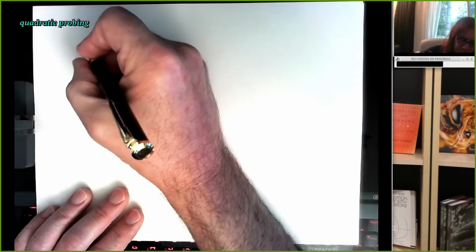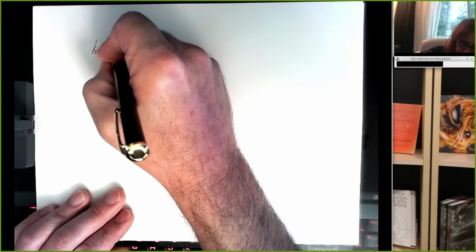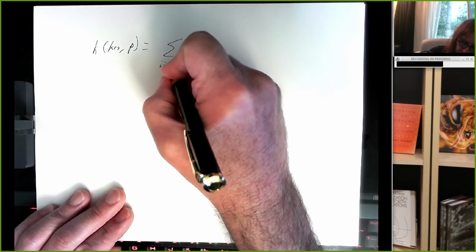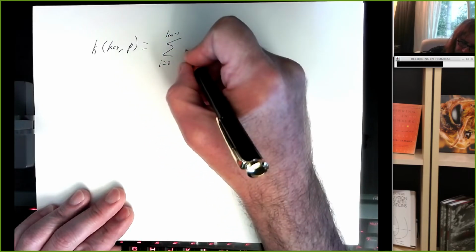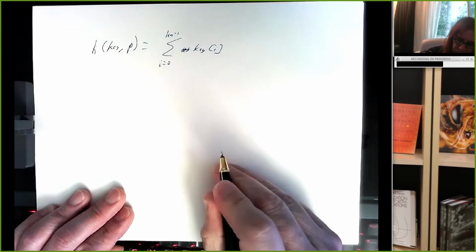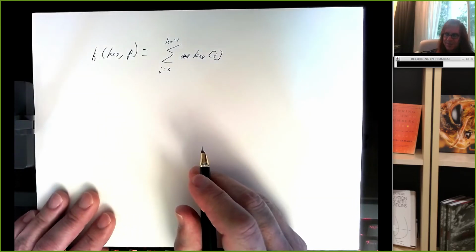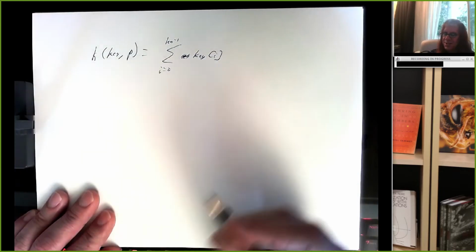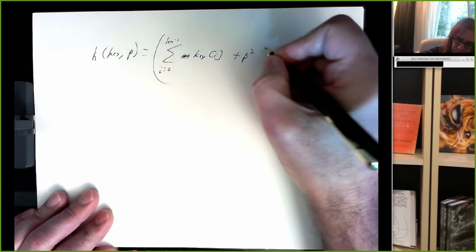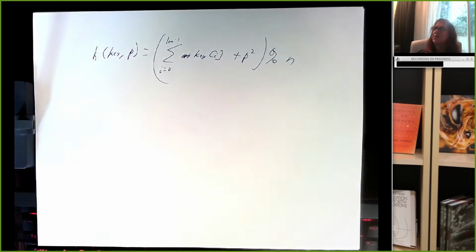And so there's other ways we can probe. So quadratic probing might be something like this. Maybe we add up the ASCII codes of each thing in the key, or each digit or something like that. And then maybe we add the square of the probe number. And we reduce that modulo the size of the hash table.